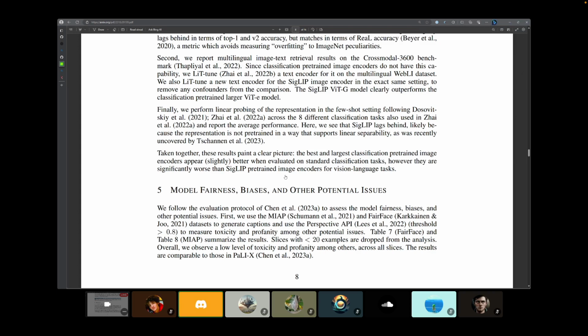Finally, we perform linear probing on the representation in a few-shot setting, following the protocol across 8 different classification tasks used in the ViT report, and report the average performance. Here we see SigLIPs lag behind, likely caused by the representation not being pre-trained in a way that supports linear separability, as recently uncovered.